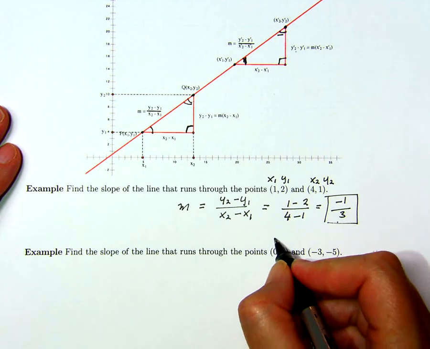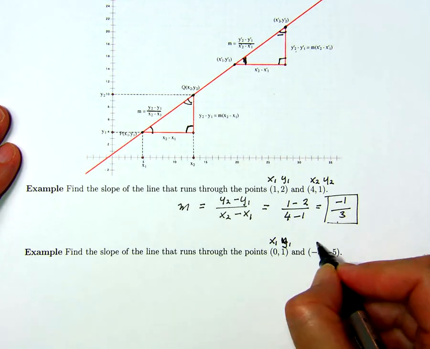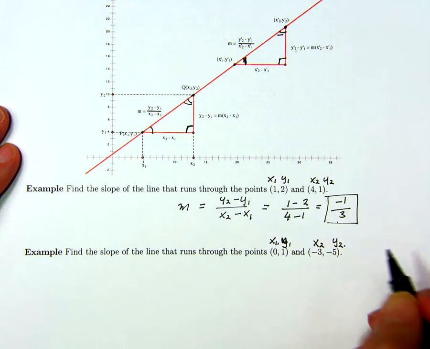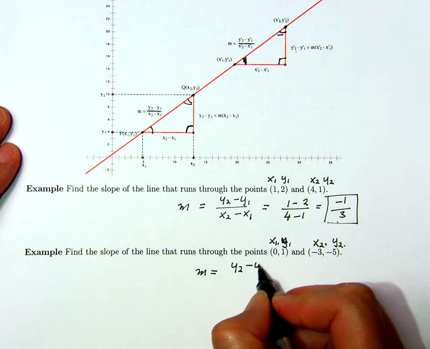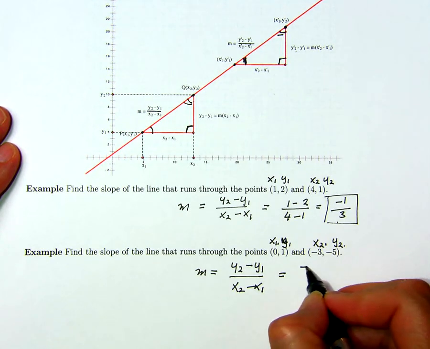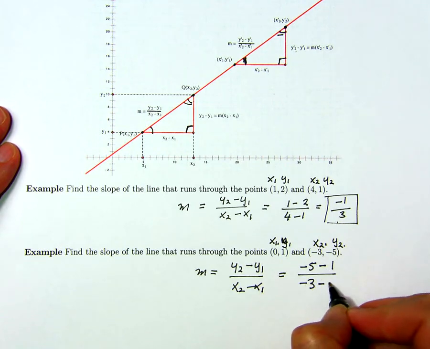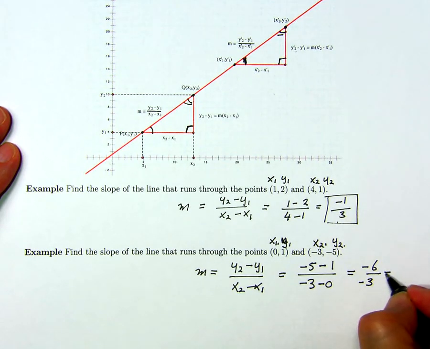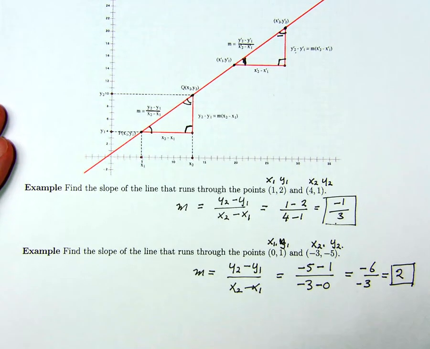You should try this, of course, and then check to see if you have the answer correct. The slope of the line that runs through these points, I label the 2 points x1, y1 and x2, y2. Then I write down my formula. And the rest are details. I fill in the details. Minus 5, minus 1, over minus 3, minus 0. That's minus 6 over minus 3. Those negatives cancel, and that's a 2. So this one has a positive slope of 2.